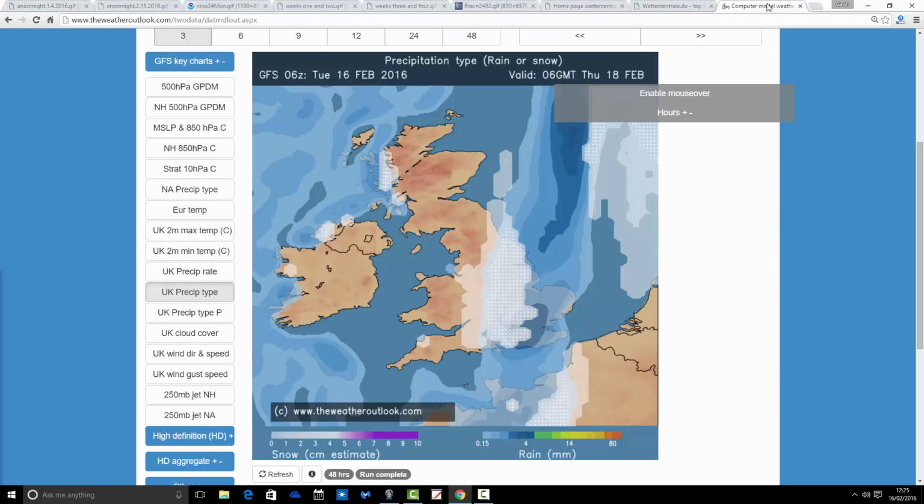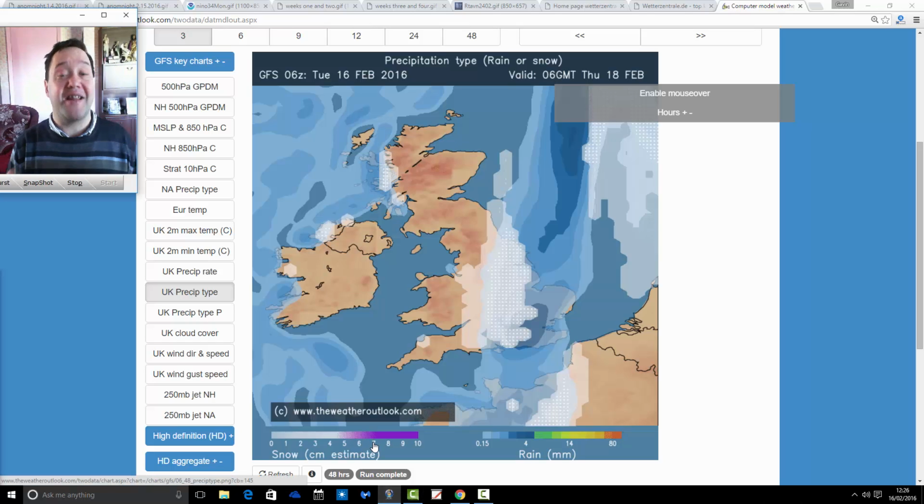This is from the Weather Outlook. This is the precipitation type forecast for 6 o'clock in the morning on Thursday. Notice rain and snow there across central and eastern parts of England. We will be having a look at that in depth on Snow Watch tonight. So if you want to know what's happening on Wednesday night and Thursday in terms of risk of snow, come back to Snow Watch this evening.